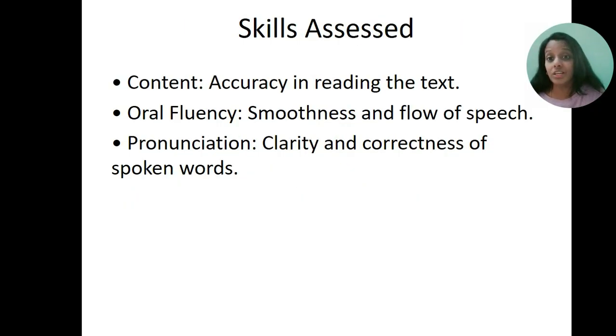Now, let's see what skills are going to be assessed in this task. The first one is content. You have to ensure that you read every word accurately. Omissions or additions can cost you points. Got it? And oral fluency. Speak smoothly without unnecessary pauses or hesitations. And the third one is pronunciation. So you have to articulate your words clearly so that they are easily understood.